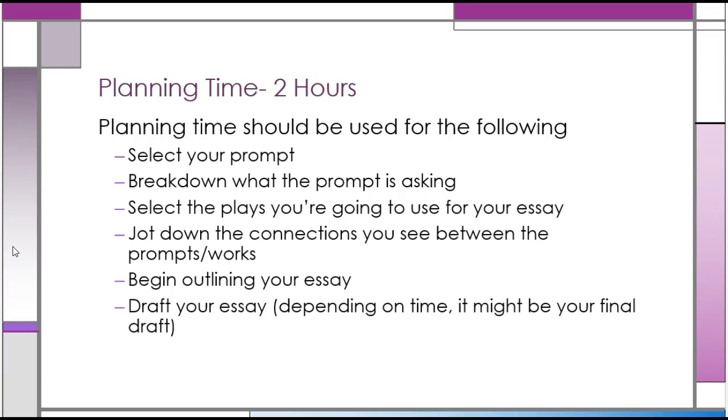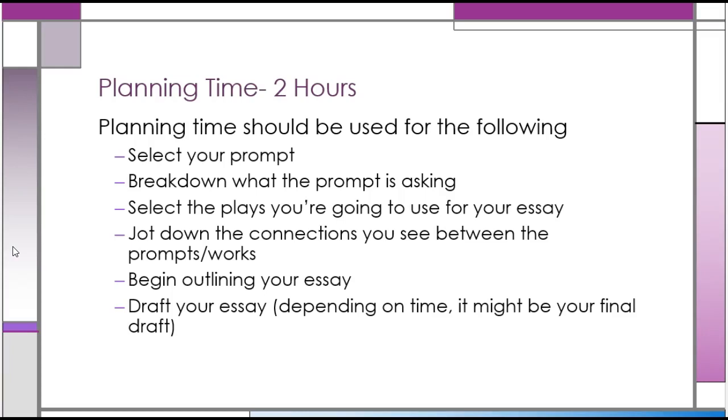And then you need to think about the plays that you're going to use for your essay. So which ones are you going to use? 2 to 3. And then I suggest that you jot down connections you see between the prompt and the works that you've selected. And then you want to go ahead and start your outline. So what's your intro going to look like? What are your body paragraphs going to look like? Perhaps you'll have 2, 3, 4, 5.